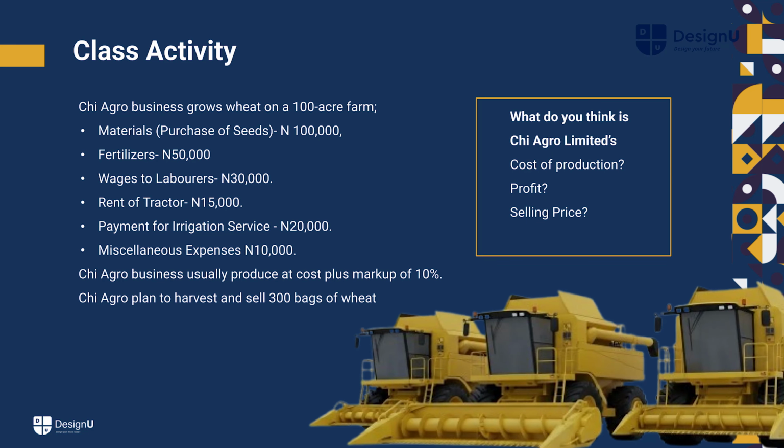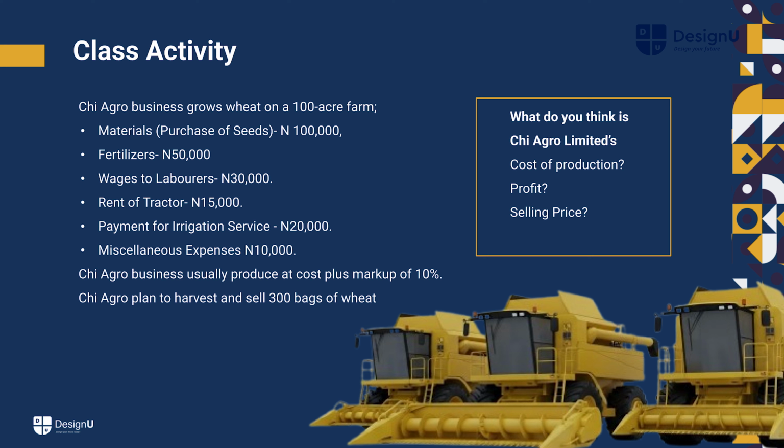Then we move to the practical example of how to calculate the price of a product. We just take this question very quickly. Chi Agro business grows wheat on a 100-acre farm. The material cost, that's the purchase of seed. We're using an example of an MSME in the agricultural sector. The material, that's the purchase of seed, is 100,000 naira, fertilizers 50,000 naira, wages to laborer 30,000 naira, rent of tractor 15,000 naira, payment for irrigation services 20,000 naira, miscellaneous expenses 10,000 naira.